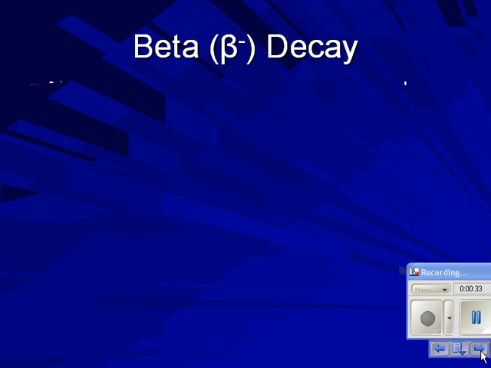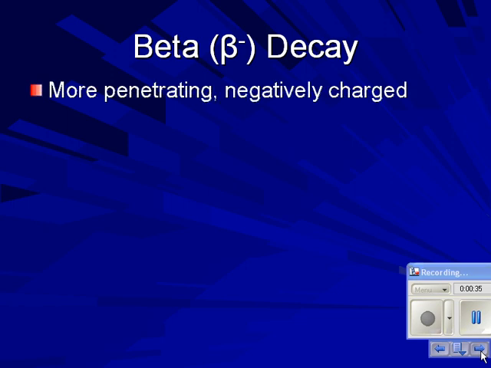One thing we know about it is it's more deeply penetrating than alpha particles are, and it's negatively charged. That's what we figured out from that experiment. Remember where they shot the radiation through a magnetic field and saw how they curved: alpha particles curved one way, beta particles curved another way, and gamma so-called particles went straight.